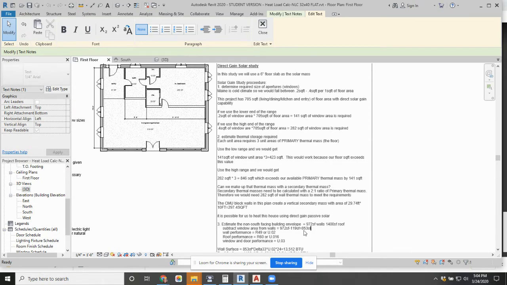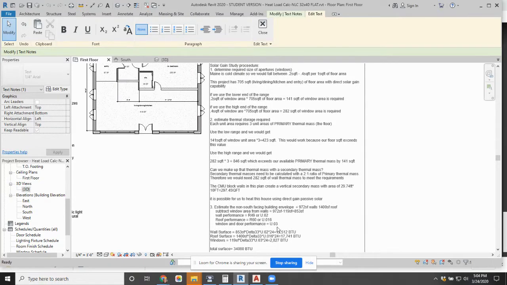to make the wall square footage 853 square feet. My wall performance for this project is R49 or a U factor of 0.02. My roof performance is a little bit better at 60 or a U factor of 0.016. And then my window and door performance is about the same. It's high end because I've got triple glazing and low E and all that. So I've got a 0.03, which is pretty good for a window and door.